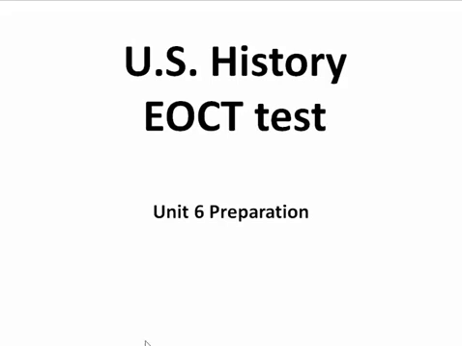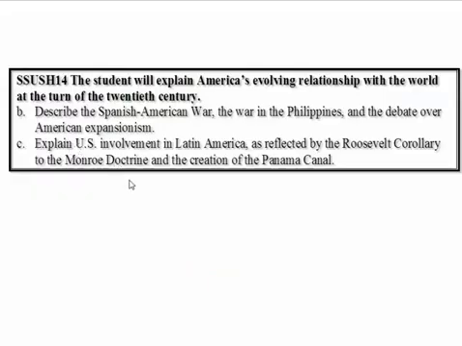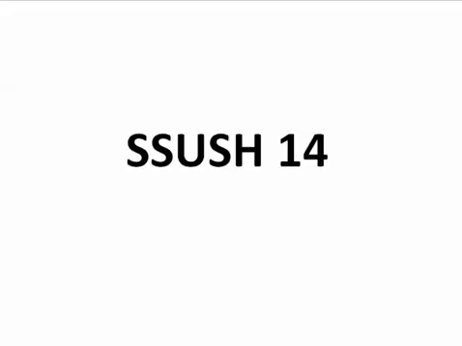Okay. We're on Unit 6 preparation now of the EOCT in U.S. history. Unit 6 is going to cover Standard 14, Standard 15, and Standard 16. Becoming a world power is what we're going to talk about. The United States is going to become a world power around 1898, 1900. For Standard 14, we've already discussed the Chinese Exclusion Act in the last unit. That was 14A. We're going to do 14B and 14C here.